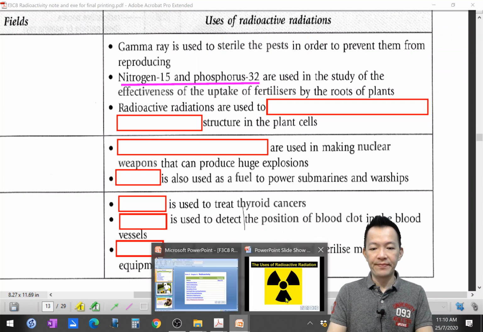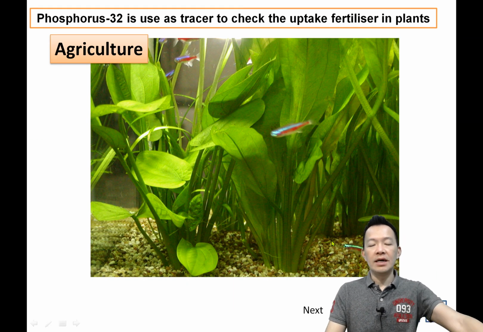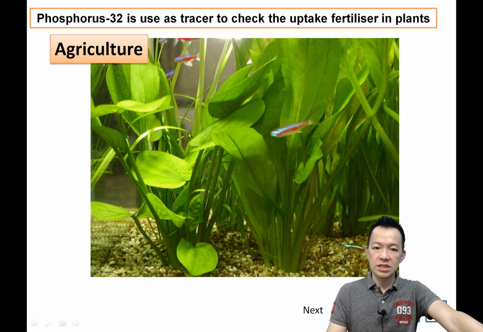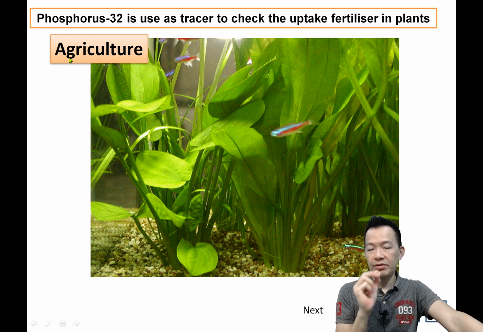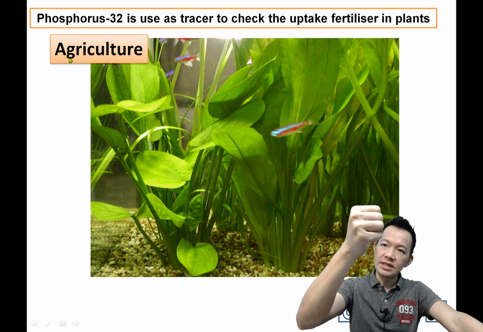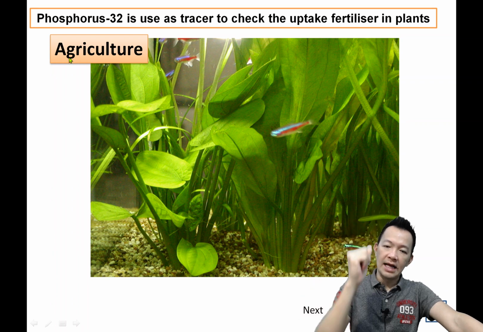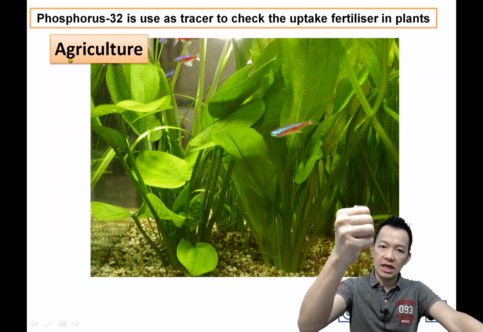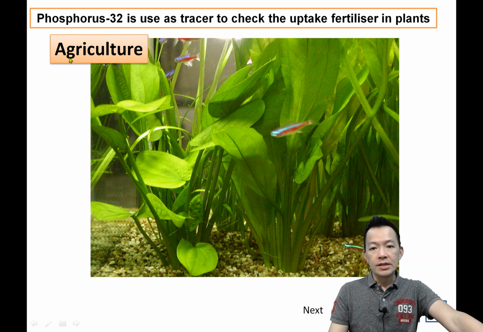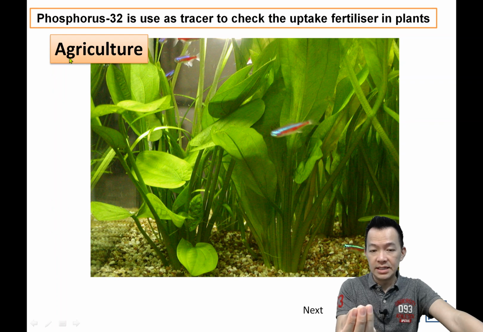They are used in the study of the effectiveness of the uptake of fertilizer by the root of the plant. What does this mean? Okay, so now say I am having a tank of water plants. I planted a whole tank of water plants. And I am going to sell fertilizer for the water plants. My company makes fertilizer. So when I add the fertilizer into the water, can the plant absorb the fertilizer? Did those plants really absorb the fertilizer?